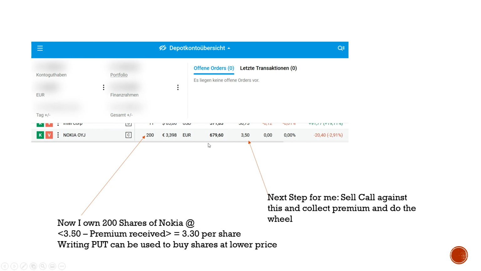So what do I do now? As a next step for me, I will sell a call for these two contracts and collect premium again. And this way I will do the wheel. And if those shares are called away from me, I will sell the puts again. So I will do that wheel again and again, and in the process collect premium as I go along.